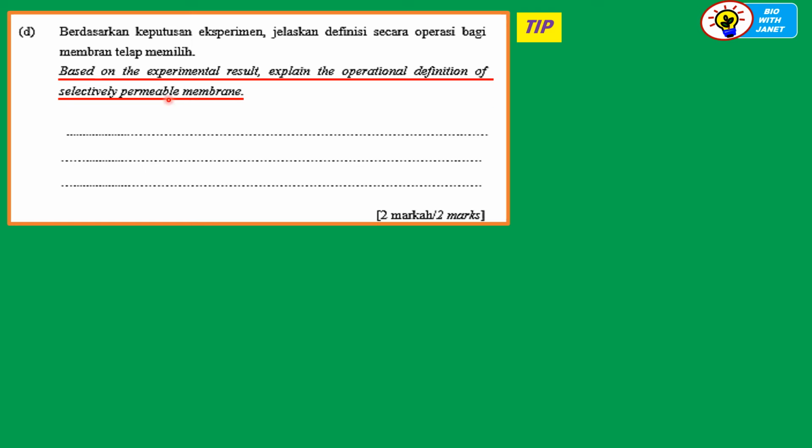So next question. Based on the experimental result, explain the operational definition of selectively permeable membrane. Here you have to give the operational definition of the term selectively permeable membrane. The operational definition means the definition based on the experiment. So whatever substances or organisms were used in the experiment, you have to mention that also. Remember the components of the operational definition. What are they? Try to answer this question first. There's 2 marks here, but try to give a complete answer. Then we'll discuss in a short while.